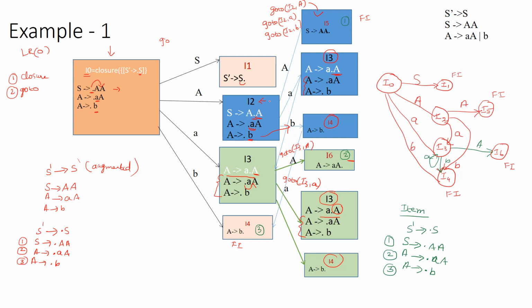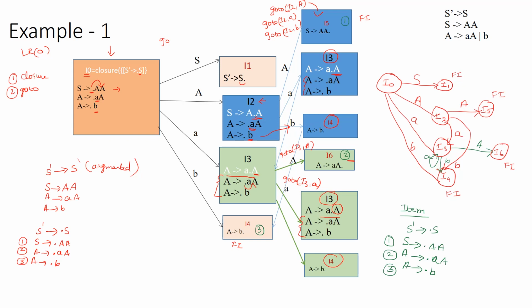Similarly, when you consider I2, I2 on capital A goes to I5, I2 on small a goes to I3, and I2 on small b goes to I4. So from this diagram we have drawn it. That's what we have done here.